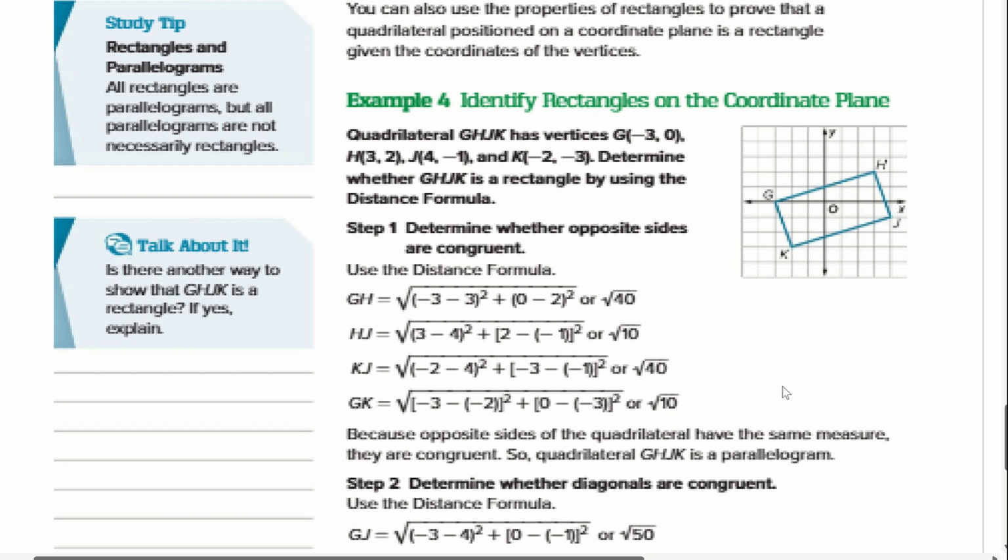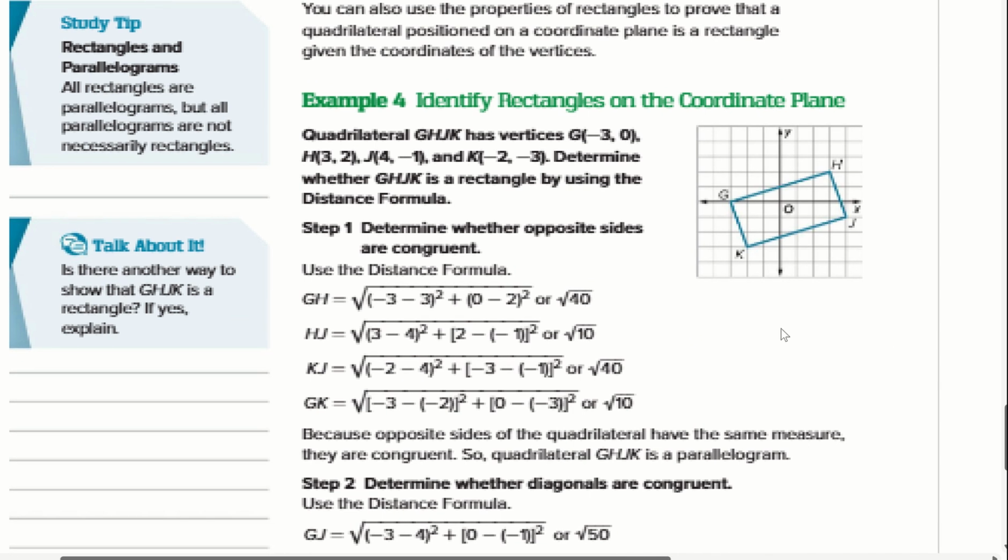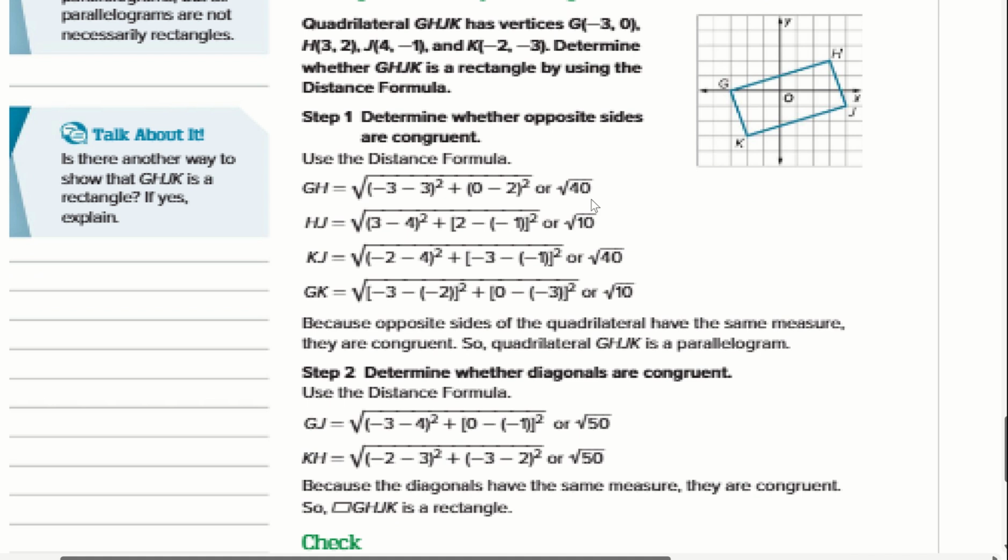All right, so let's look at the last example. We can also use the properties of rectangles to prove that a quadrilateral in a coordinate plane is a rectangle. There are a few ways to do that, but we're going to show you one way here. One way to determine whether this is a rectangle, first off, we have to see if the opposite sides are the same length. To determine if they're the same length, we have to use the distance formula, or you can count it.